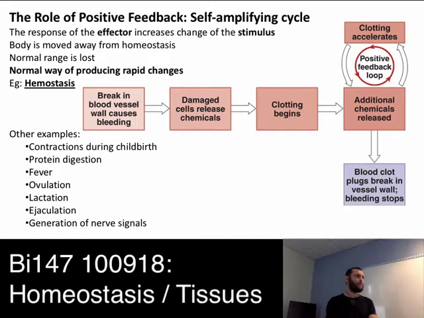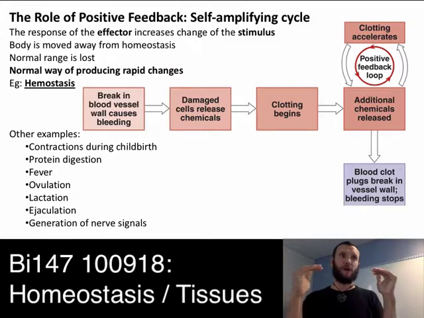Okay, on to positive feedback. The self-amplifying cycle. So this is different than negative feedback. In positive feedback, the response of the effector is going to increase the change that we notice in the variable. So this is going to move us away from that stable internal environment. All right, it's going to move us away.